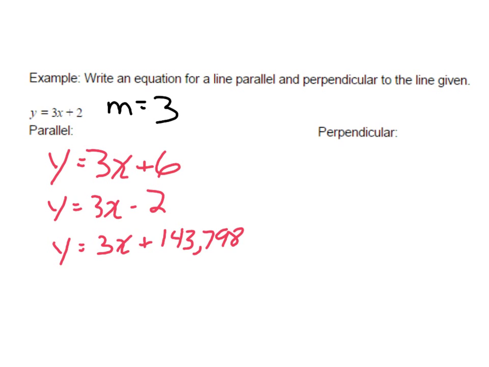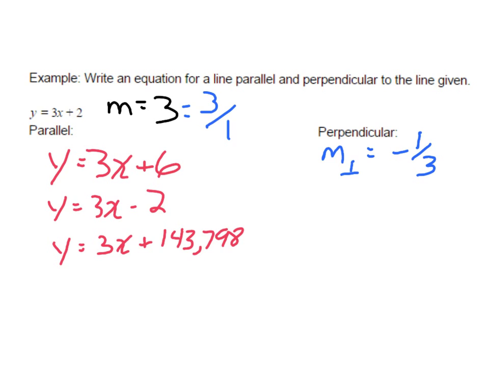Okay? Now, getting over here to the perpendicular side, that's a little bit different. Okay? Because my slope perpendicular here is going to be, change the sign. Okay, remember this is the same thing as 3 over 1. I'm going to change that to a negative, and it's going to be 1 over 3.